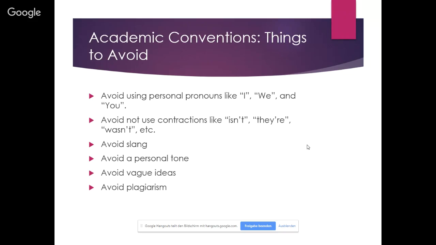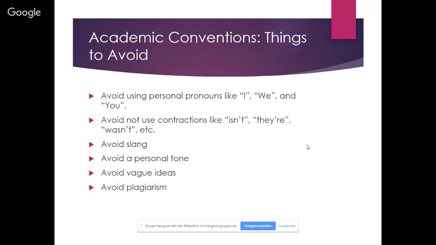Okay, so there are academic conventions. In the previous slides, we talked about how you have to take care of certain things when you are writing an academic piece or an assignment, and those are called academic conventions. So now we will go through them again. A couple of things I've already mentioned along the way, but we will go over them again nonetheless.